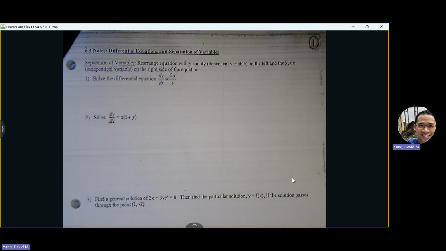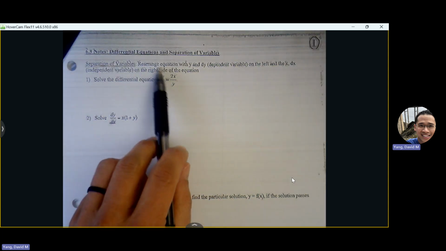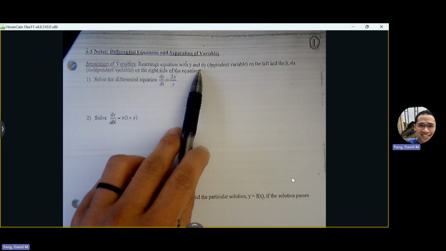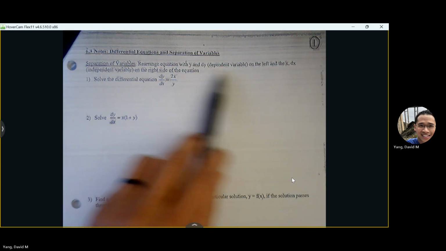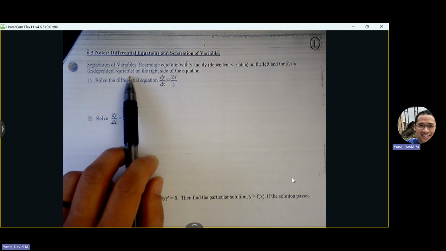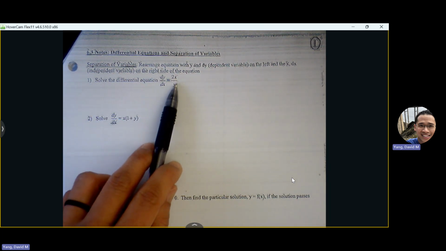So when we solve differential equations, some of the things that we need are kind of out of place. So we need to be able to get our equation into the proper places before we move into our calculus step. This is called the separation of variables. We want to rearrange our equation with y and dy, our dependent variables, on the left, and then our x's and dx's, our independent variable, on the right side of the equation.